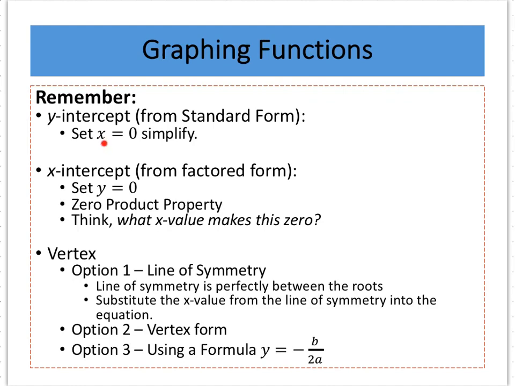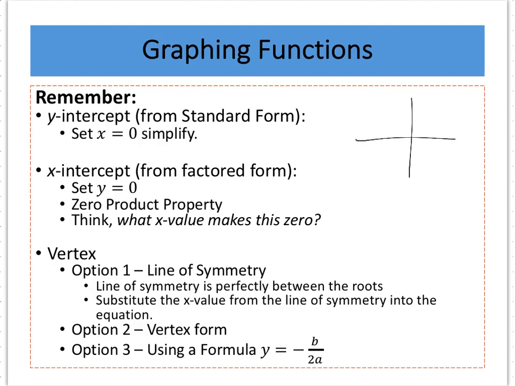For y-intercept, we're going to set x equal to 0 and simplify to find the y-intercept. To find the x-intercept, we have to have something in factored form, so that might mean you need to factor it. We're going to set y equal to 0, and we're going to use the zero product property. And then for vertex form, we're going to use one of three options. We're going to think about a line of symmetry if that's easy to find. The line of symmetry is perfectly between the roots. If that's not, it's okay. I'll talk about it in options 3 and 1; they're kind of the same. And then we're going to substitute that x value in, and we'll be able to find something in vertex form.